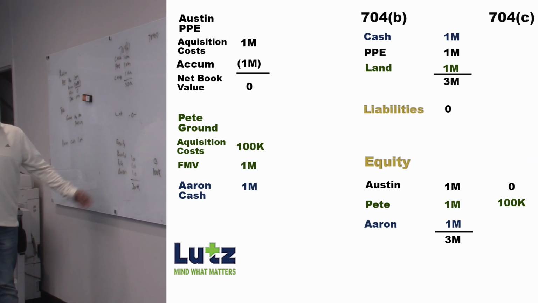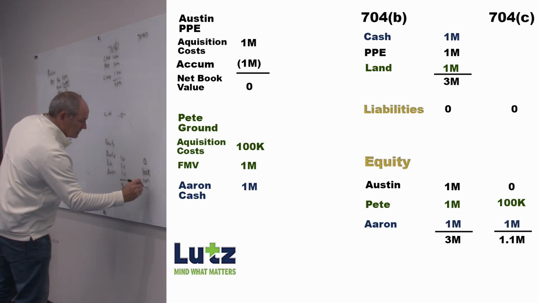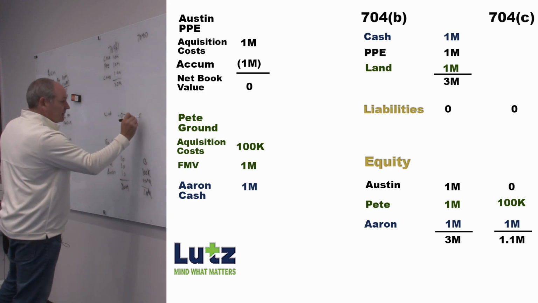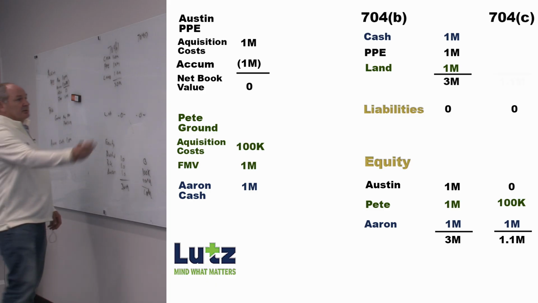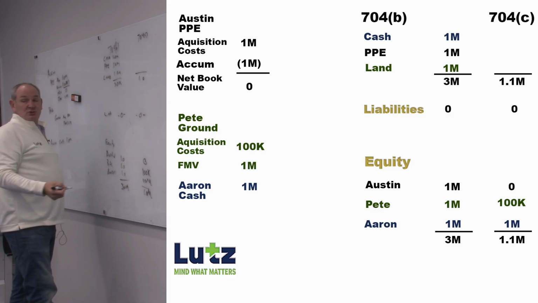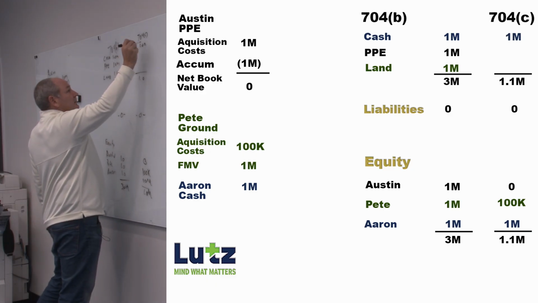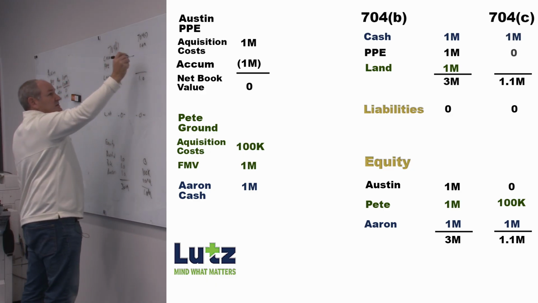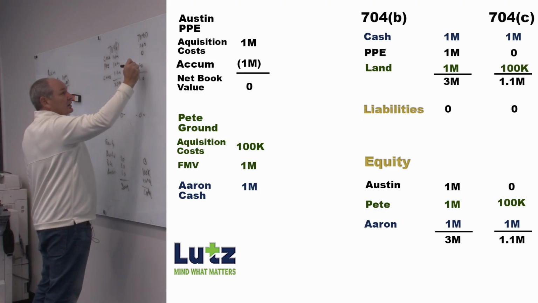What's Aaron's tax basis? $1 million. So we have 1.1 million because we have no liabilities, correct? Yep. So now we know that this side of the balance sheet is 1.1 million. Basis in the cash, 1 million. What about the PP&E? 0. What about the land? 100,000.